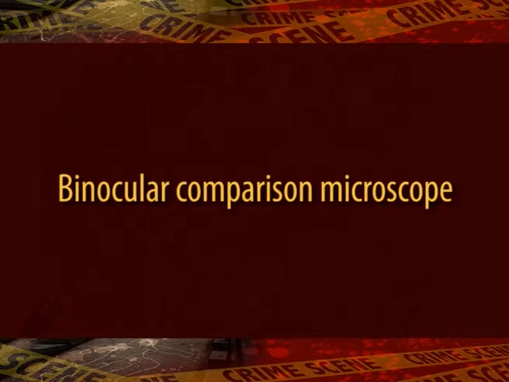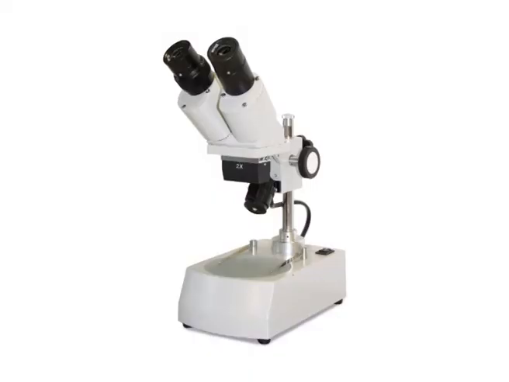Binocular comparison microscope. The next major improvement was the introduction of binocular eyepieces. It may, however, be noted that this does not give stereoscopic images, as each stage still only had a single objective lens.